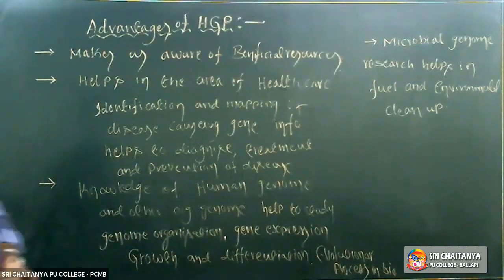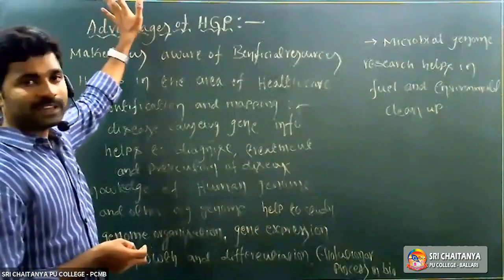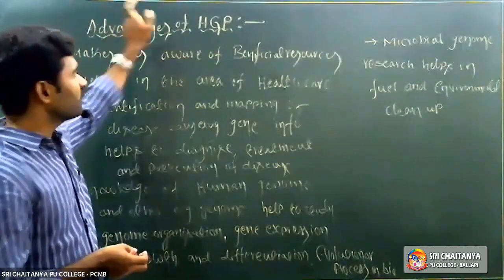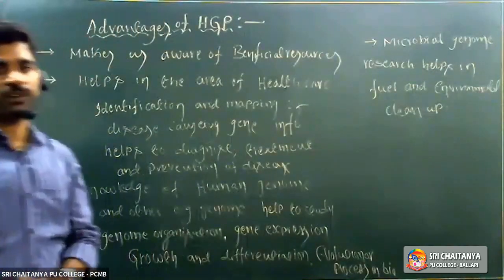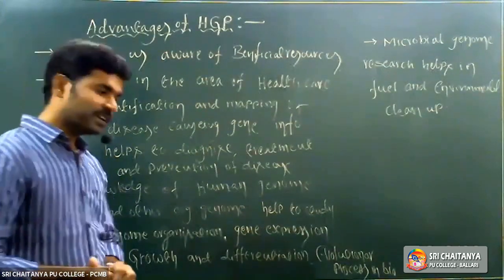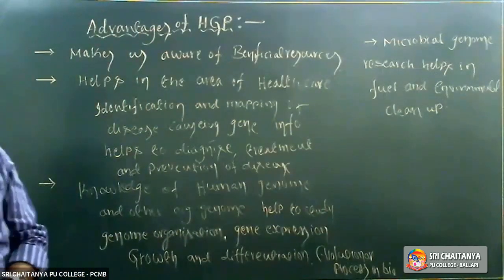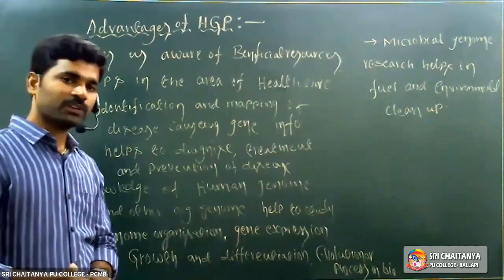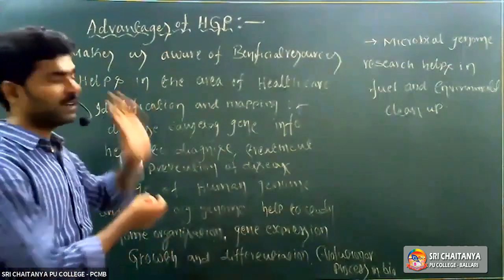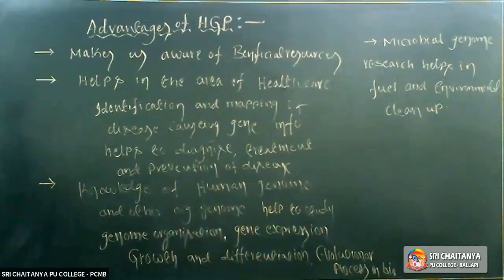Here the important concepts are the goals of the Human Genome Project, its salient features, its advantages, when it was started, when it was completed, and how much time it took to complete. You have to complete this information on the Human Genome Project.